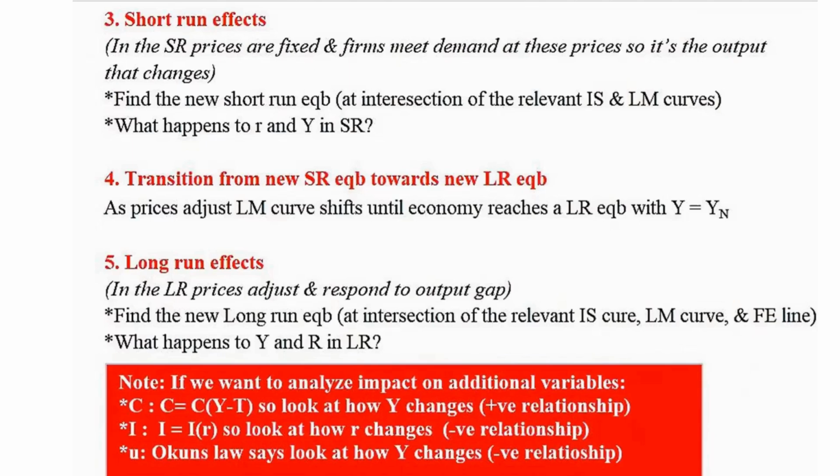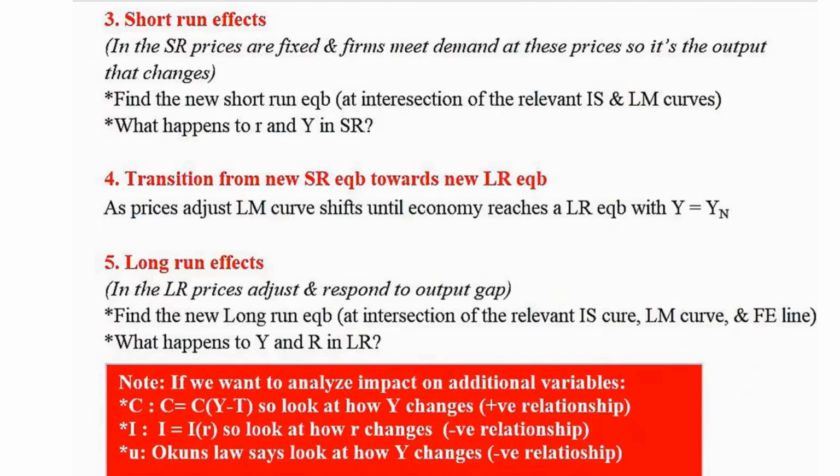Then we analyze our long-run effects, where in the long run, prices adjust and respond to the output gap. So we find a new long-run equilibrium at the intersection of the relevant IS curve, LM curve, and FE line, and then we ask ourselves what happens to R and Y in the long run. Now, if we wanted to analyze the impact on additional variables, whether in the short run or the long run, this is how we can go about doing that.